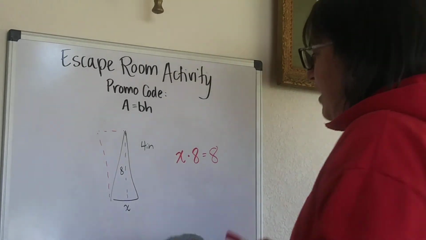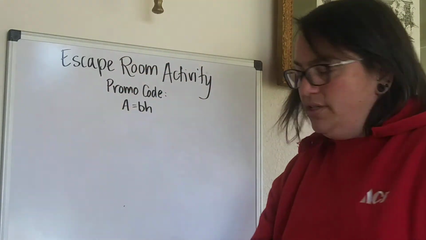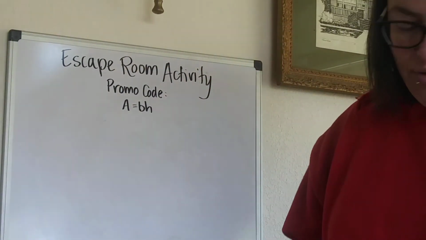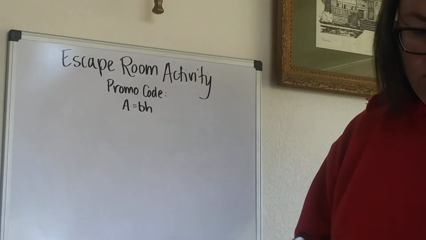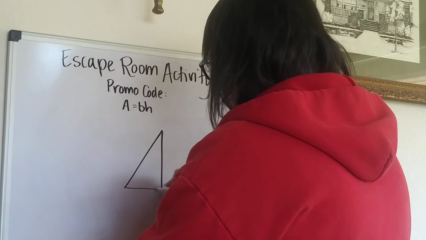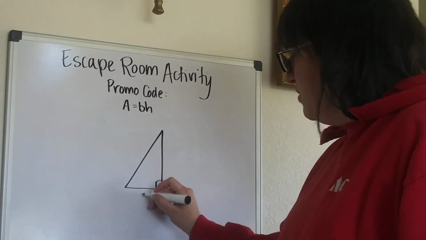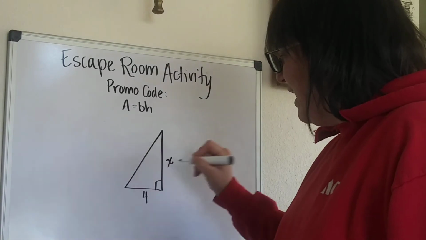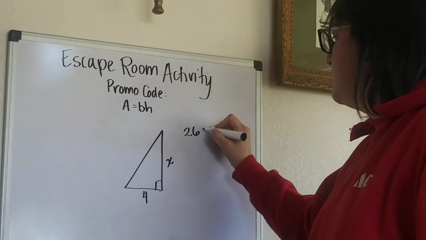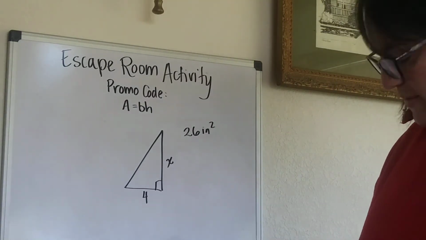And then on the last one, it's the same thing. It's just a right triangle now. And again, I'm not going to solve it for you. I'm just going to show you what you would do with those numbers. So here is the right triangle. It goes this way. And then it tells you the bottom is 4, the height is X, and then the total is 26 inches squared. So again, I would start by saying to myself, well, wait a minute.